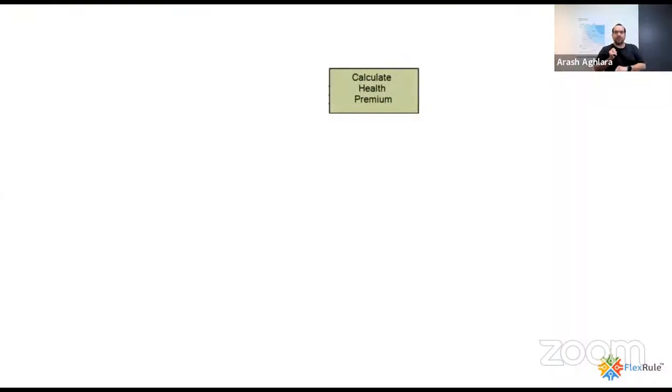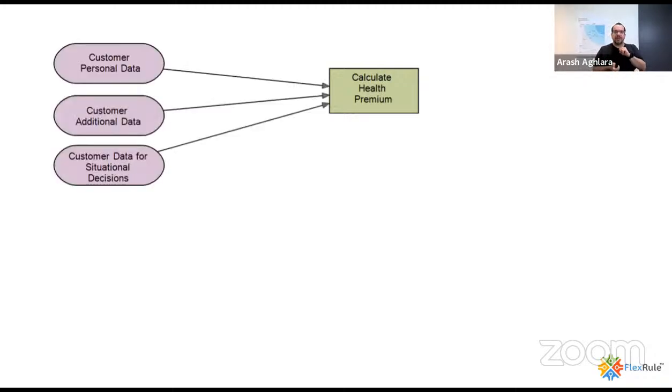So if we represent the calculation of the health premium as this green rectangle on the screen, it is a complex decision, as you're going to see in a minute. Let's see how we decompose this.